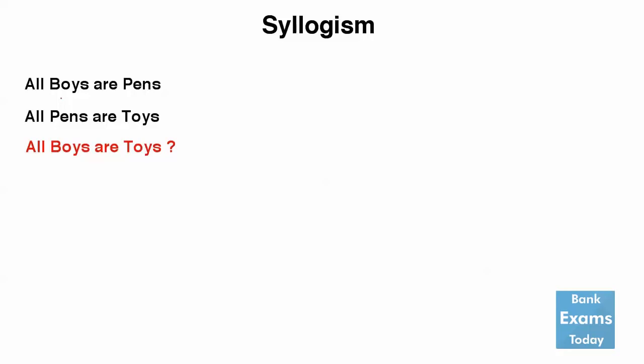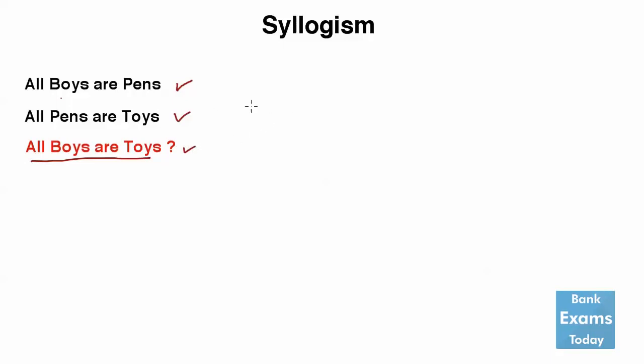Today we will do a very important chapter in the reasoning section, that is syllogism. So I will explain the basic funda behind this chapter using a simple example. So let's do the simple example first. All boys are pens. All pens are toys. So you have to find whether all boys are toys.